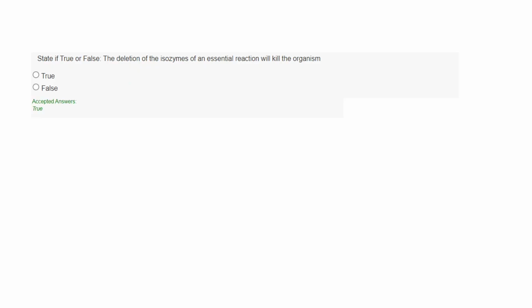The answer is true because the concept of isozymes is different proteins or different enzymes coded by different genes performing the same reaction. So if you have say five isozymes for a particular reaction, now if you knock out one of the isozymes, the other isozymes will take over. But if you delete all the isozymes of an essential reaction, there will be no enzymes to catalyze the reaction. So it will basically kill the organism, which is true.